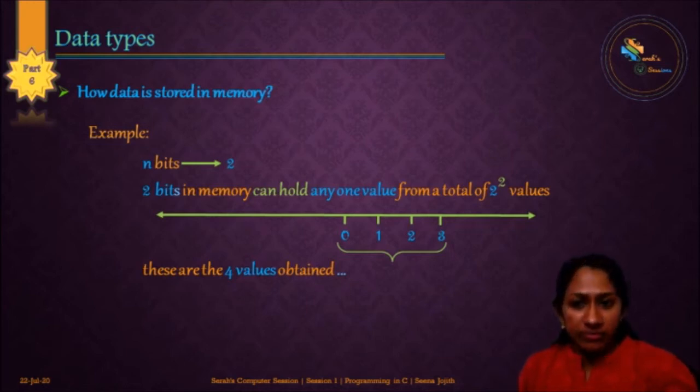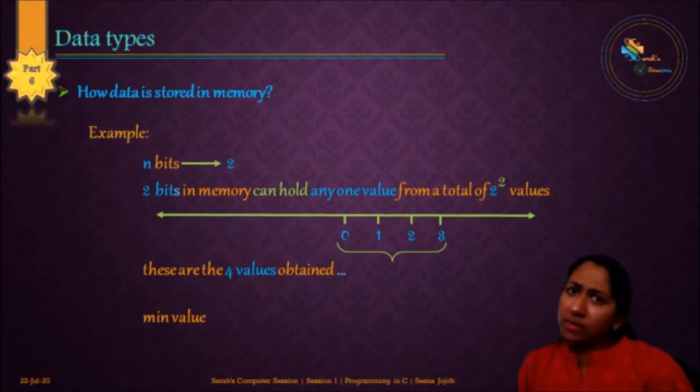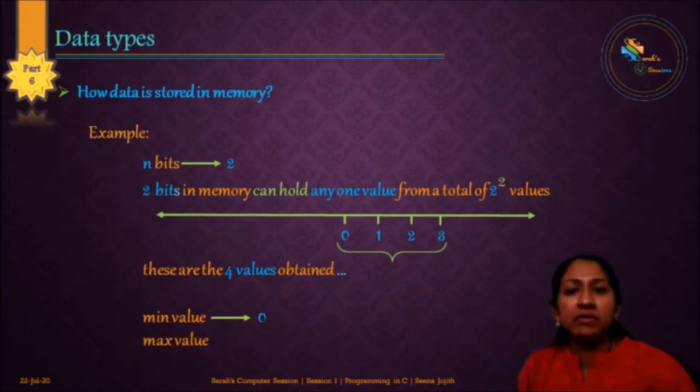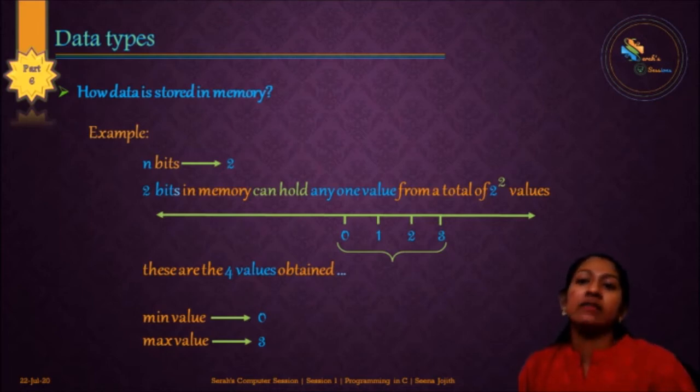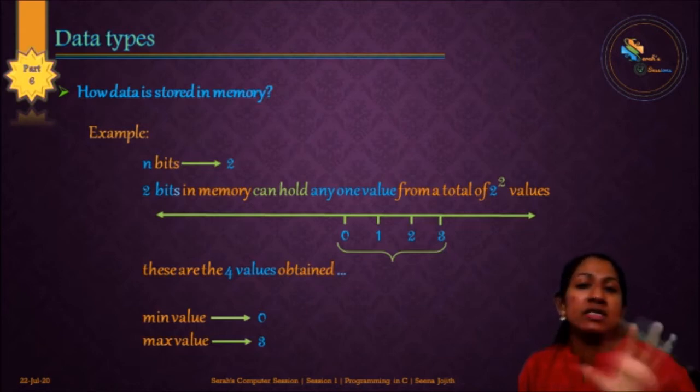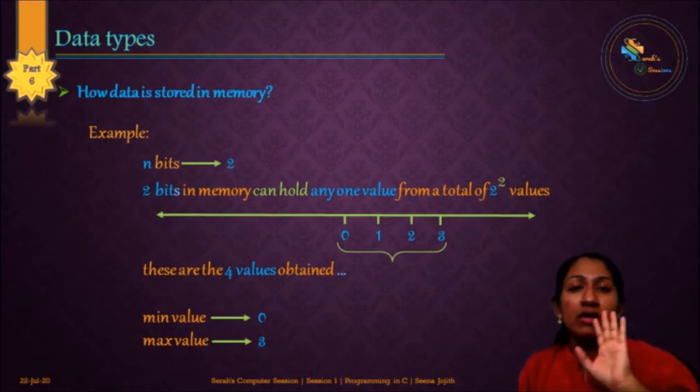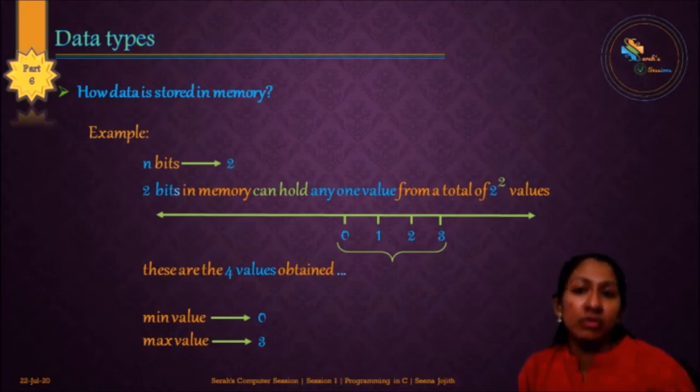So what will be the minimum value? From the number line you can understand that the minimum value is 0. And what is the maximum value here in this example? It is 3. Now how will you obtain 3 using the values 2 and 2 raised to 2? Because these are the only values you know about: the value of n is 2 and you can use the power 2 raised to 2.